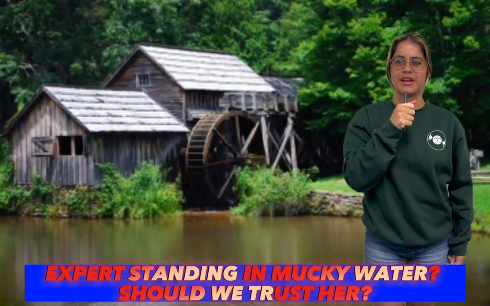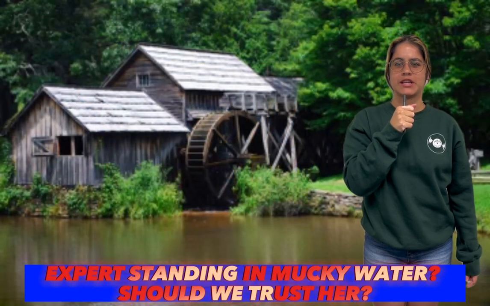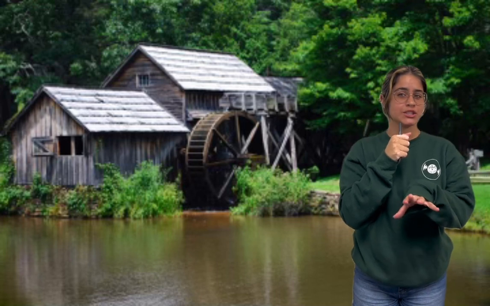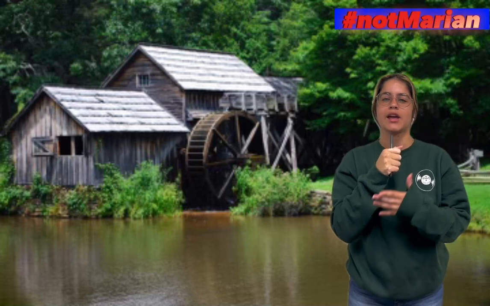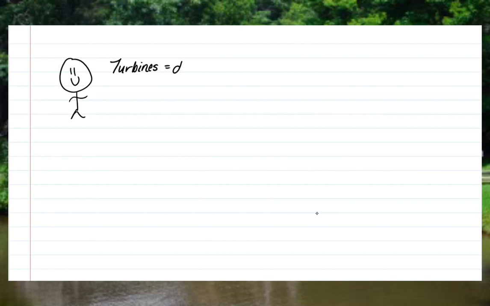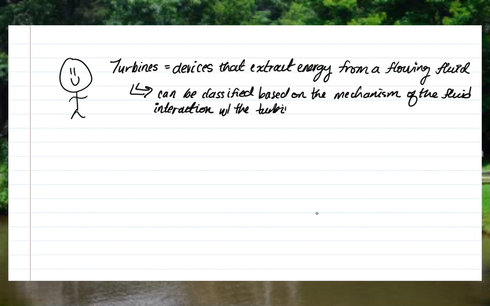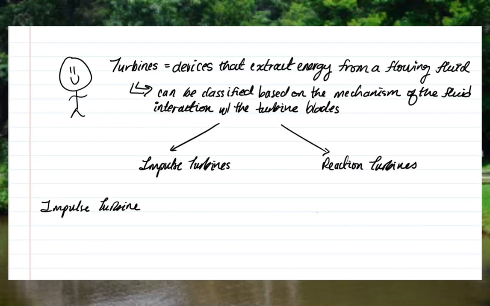Hi, news reporter Marian. I'm here on the scene at Prairie Farms, called in to give a comment about the broken water wheel. Before I get down to the nitty-gritty details of how this went horribly wrong, I wanted to teach you a thing or two about turbomachines. I know everyone is excited to hear about turbines. Turbines are devices that extract energy from a flowing fluid. They can be classified based on the mechanism of the fluid interaction with the turbine blades. This can either be split into impulse turbines or reaction turbines.